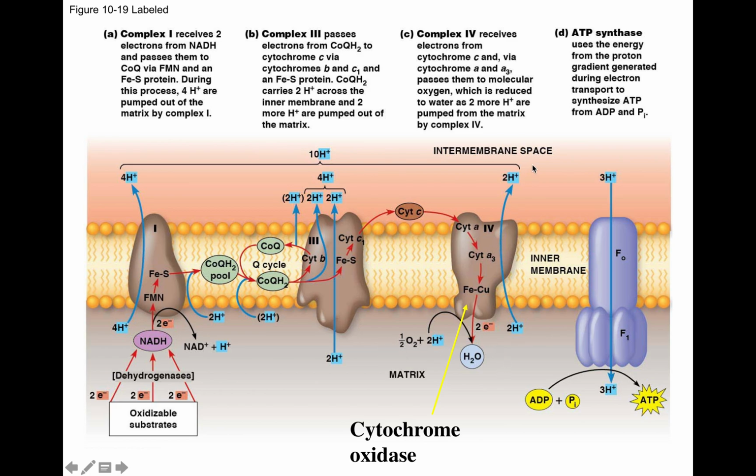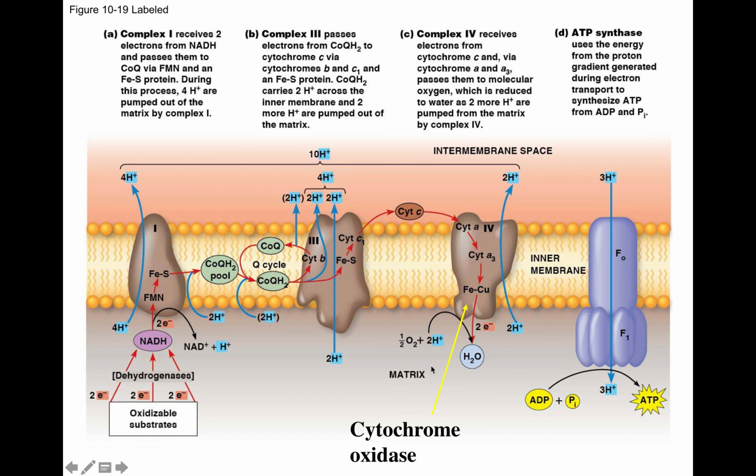And then hydrogens at the same time are moved against their concentration gradient using the energy of electrons that are lost. That energy loss is coming from being passed from one electron carrier to another, and is used to move protons against their concentration gradient into the intermembrane space. Then you end up with a whole bunch more protons in the intermembrane space than in the matrix.